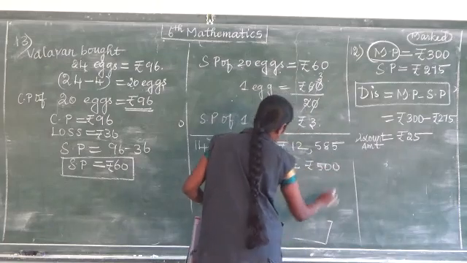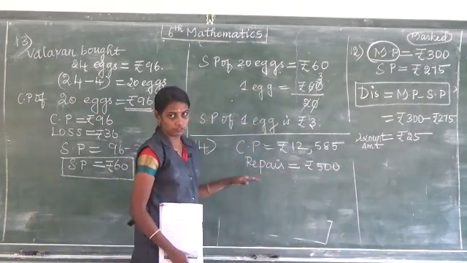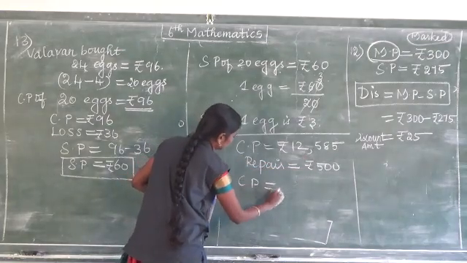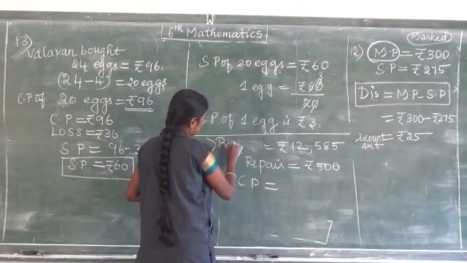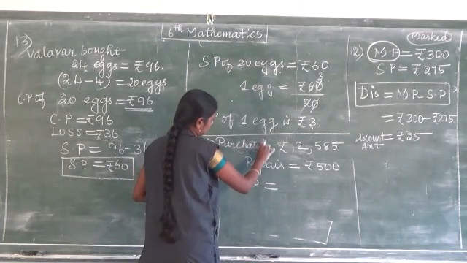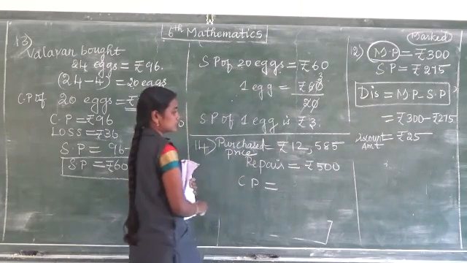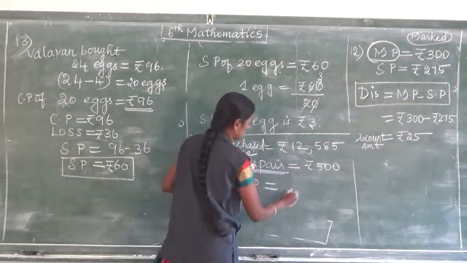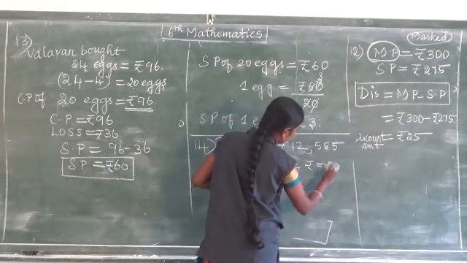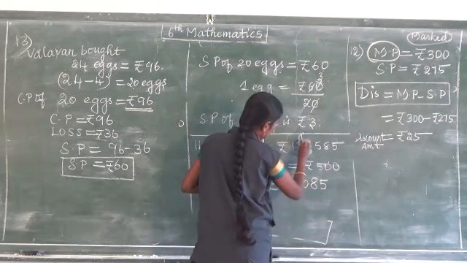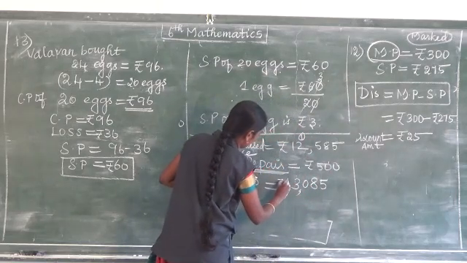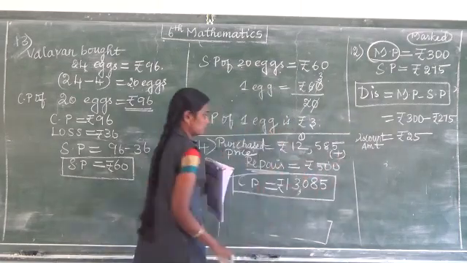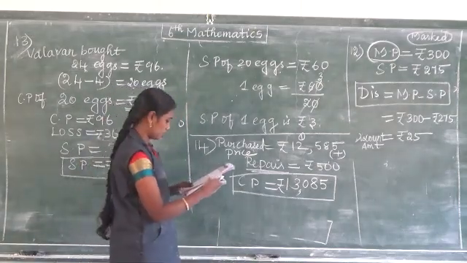Already I said, whatever you are doing extra for your purchased item, it is included with the cost price. So what is given is the purchased price. It is not the original cost price because she spent on the repair. So add this amount. So rupees 13,085 is the cost price.